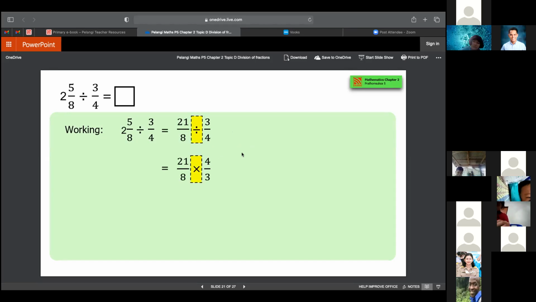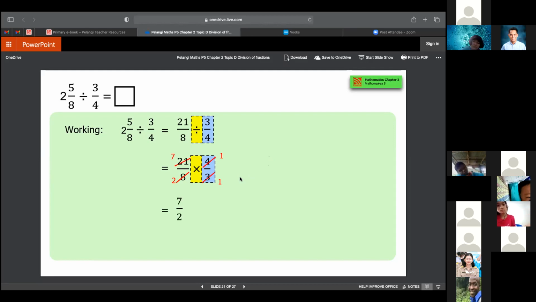Now, let's check. We can apply cancellation: 4 and 8, 21 and 3. Okay, 3 and 21, we can divide by 3. 3 divided by 3 is equal to 1. 21 divided by 3 is equal to 7. Okay, 4 and 8, we can divide by 4. 4 divided by 4 is 1. 8 divided by 4 is 2. Okay, next, multiply. 7 times 1, 2 times 1. Answer is 7 over 2.